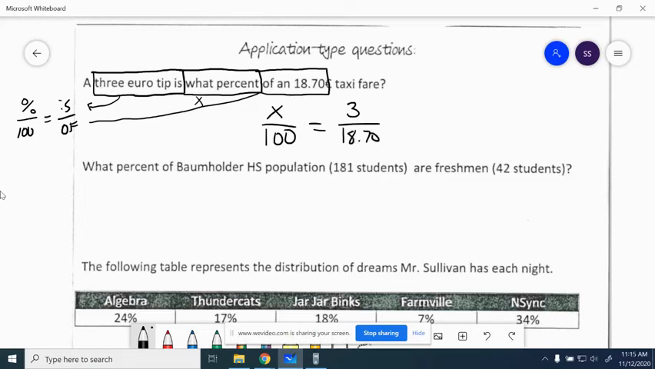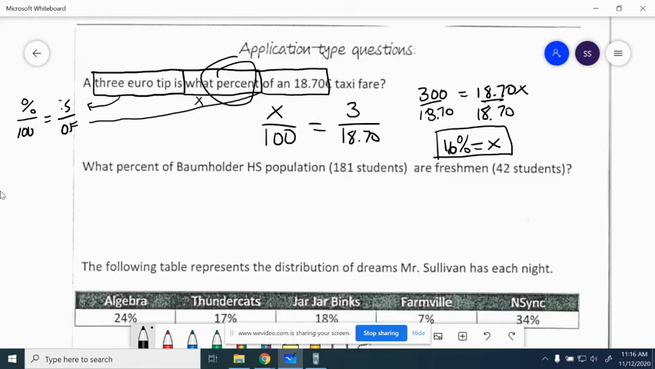And now all we need to do is cross multiply and divide. So we're going to get 300 is equal to 1870x, and divide by 1870 on both sides. And you're left with x is equal to 16. Just remember, this is asking for what percent, so we need to put the percent symbol there. So this is 16%. All right, let's look at this next question.